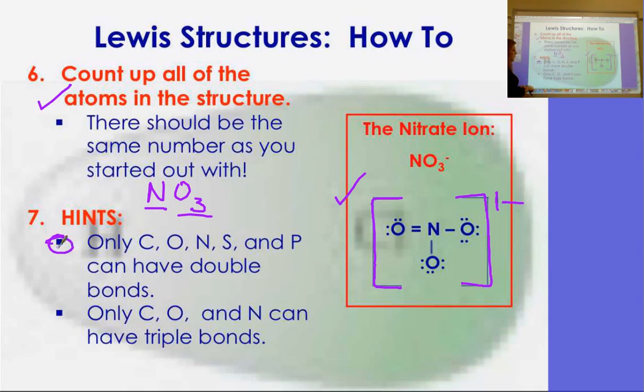And then here are some extra hints. Only these elements are able to double bond. C, carbon, O, oxygen, N, nitrogen, S, sulfur, and P, phosphorus are the only ones that can double bond. So here my double bond is between nitrogen and oxygen. I'm okay. Only 3 elements, carbon, oxygen, and nitrogen, are able to have triple bonds. So if you needed to draw a triple bond, it must be between 2 of these 3 elements.